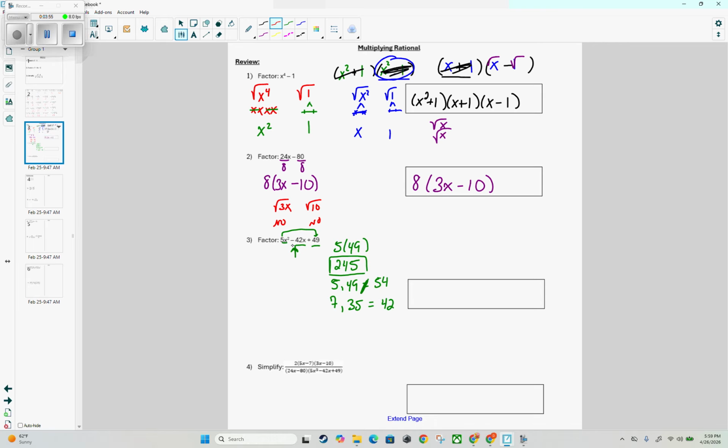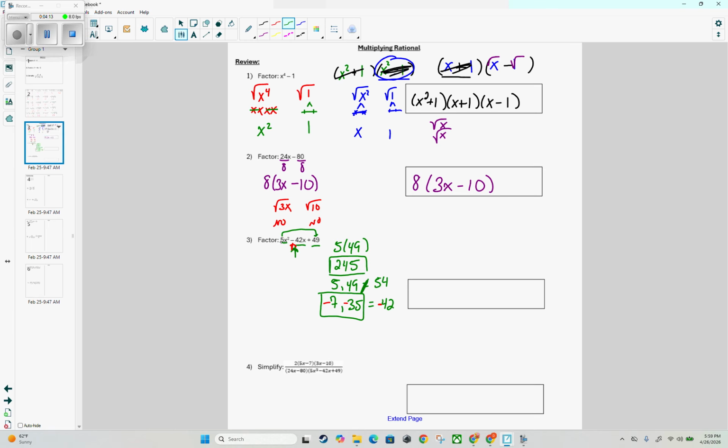The only thing I need to watch out for is this is a negative, so I'm going to switch both of these to negative. That makes a positive 245 when I multiply, but when I add them together, it makes a negative 42. So those are going to be the factors that I use. Now don't forget the divide part. So I found those two.